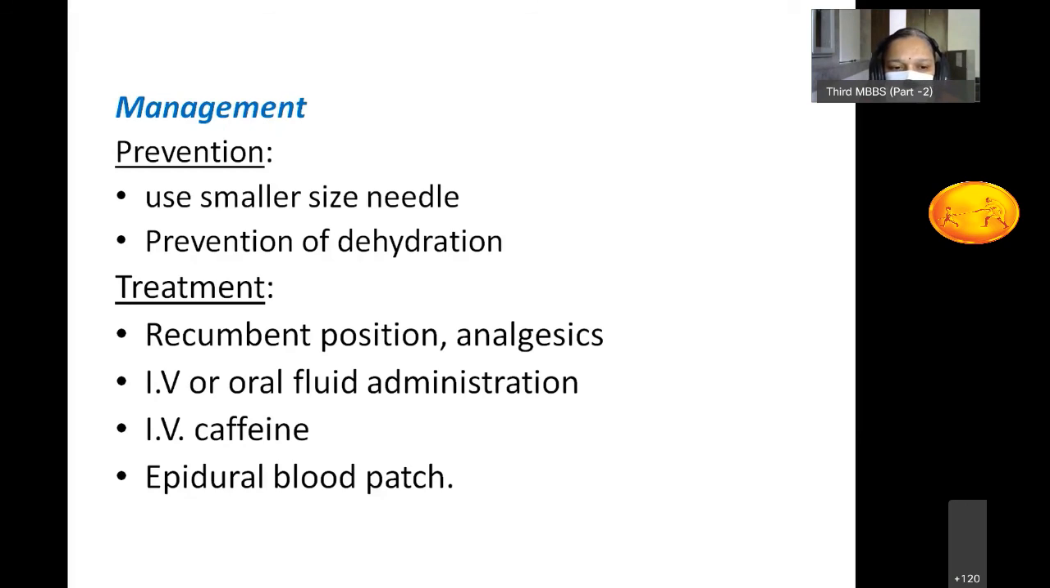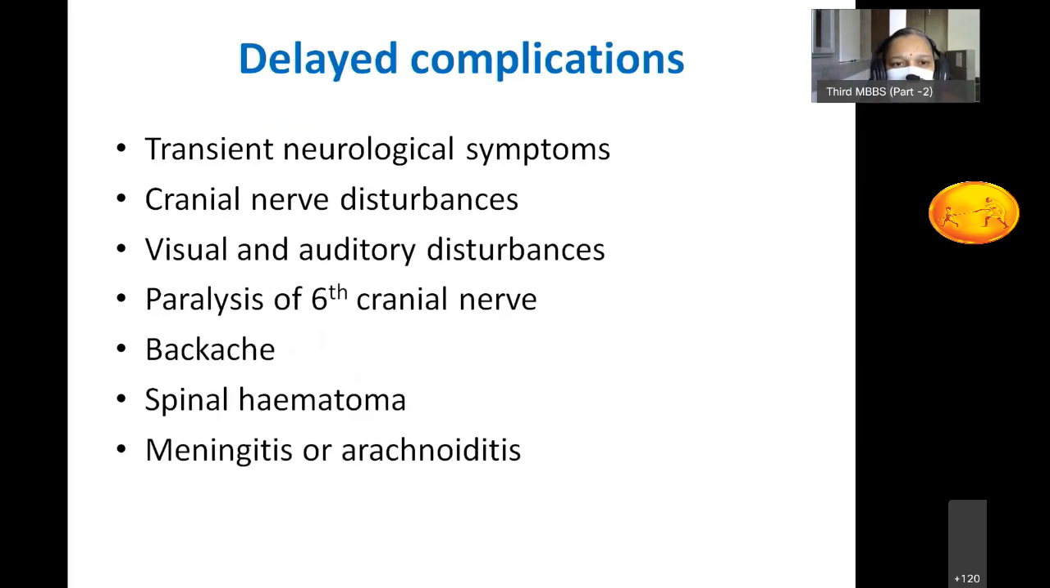Then how to treat this headache? Give the recumbent position, slightly head low position, then analgesics, IV or oral fluid administration, avoid dehydration, treat the dehydration. Then IV caffeine is also helpful. And the last treatment for this headache, if the above major treatment does not relieve it, then you can also give the epidural blood patch for sealing that dural puncture and treating the headache.